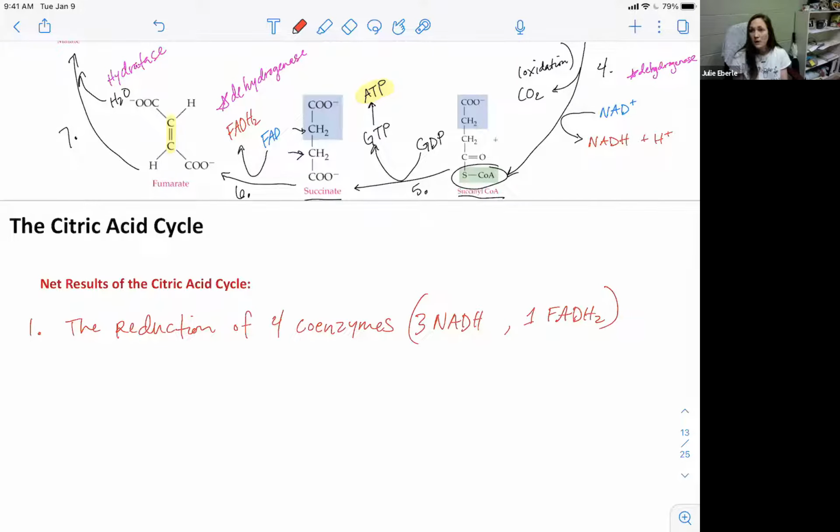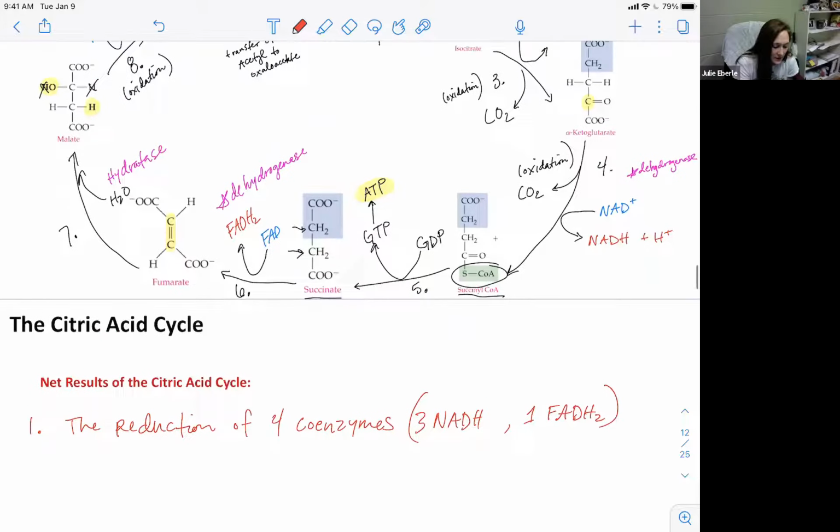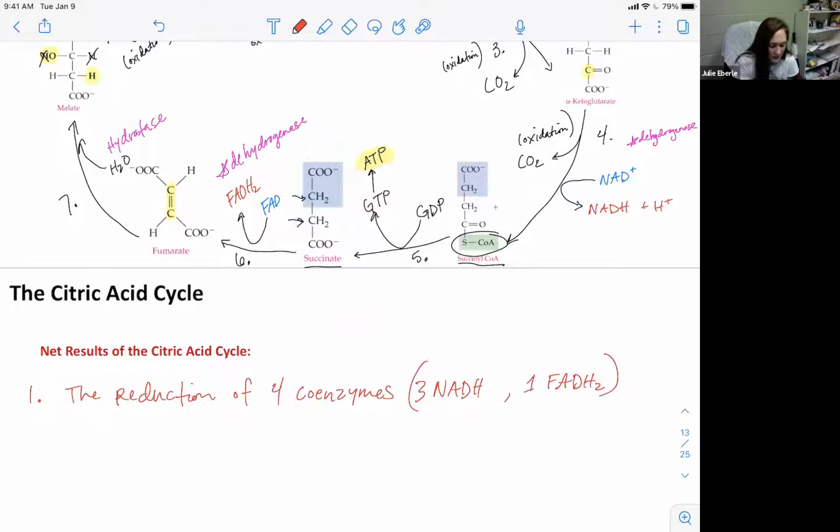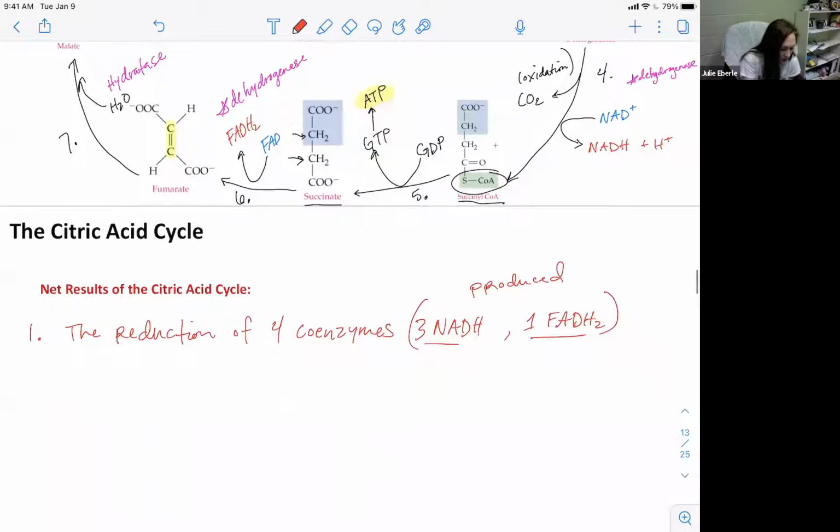And those are going to be NAD plus, would that not be a coenzyme? NAD plus is the coenzyme that we reduce. I'm just writing what we make. These are technically what is produced. Okay, thank you. By the reduction of the coenzymes, the ones we reduce are NAD plus and FAD. When we do that, we produce NADH and FADH2. These are going to be important for what we talk about next. They're going to feed into the electron transport chain.